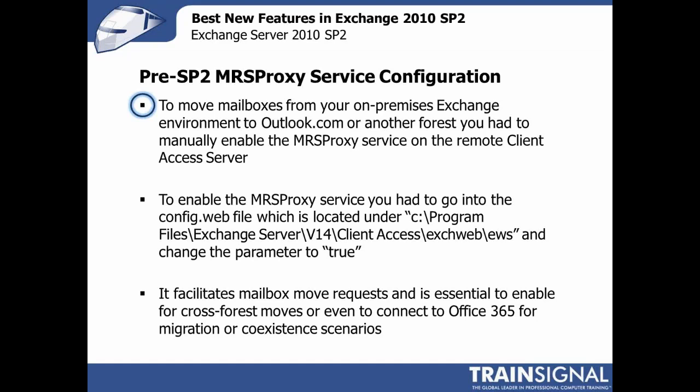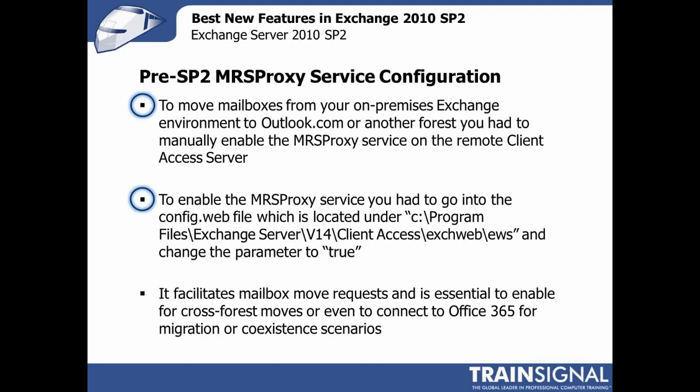Now, to do that with legacy versions of Exchange, and when I say legacy, I mean everything prior to SP2 is considered legacy. Everything before 2010 SP2 is old. So with legacy flavors of Exchange, to enable the MRS proxy service, you had to go into the config.web file, which is located under, and here's the whole path: Program Files, Exchange Server, v14, Client Access, Exchange Web, EWS. And all you had to do is find the parameter, which is right down at the bottom of the file, and change that parameter to true. This really was not that difficult to do. It's really not that hard to find the file, open it up, change the parameter to true.